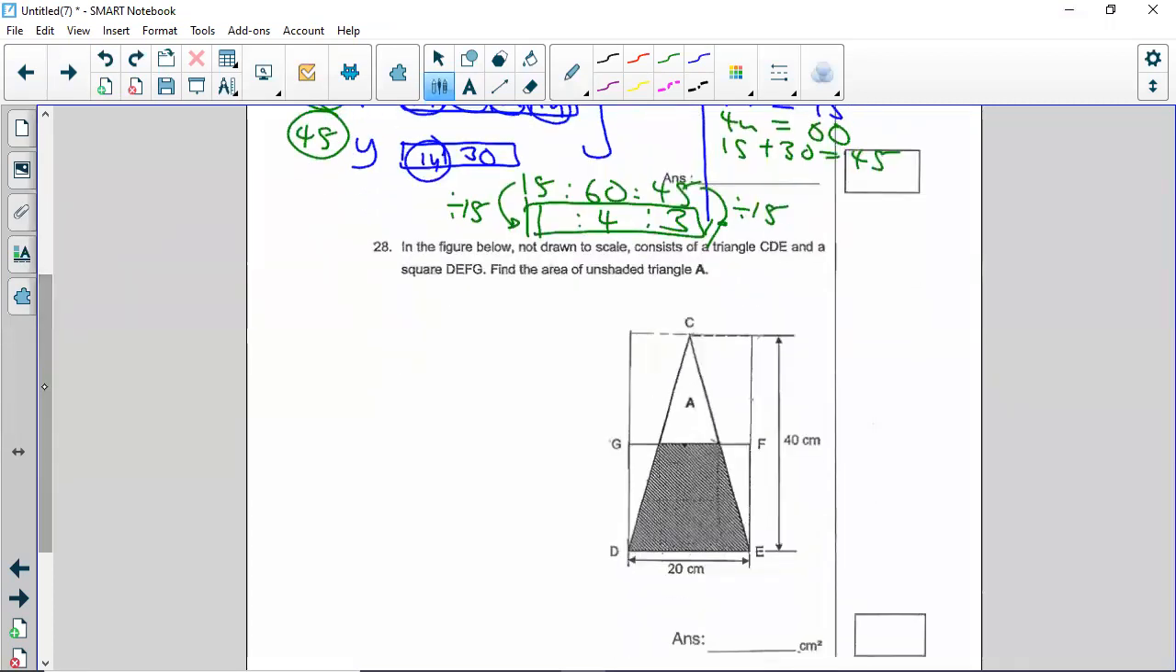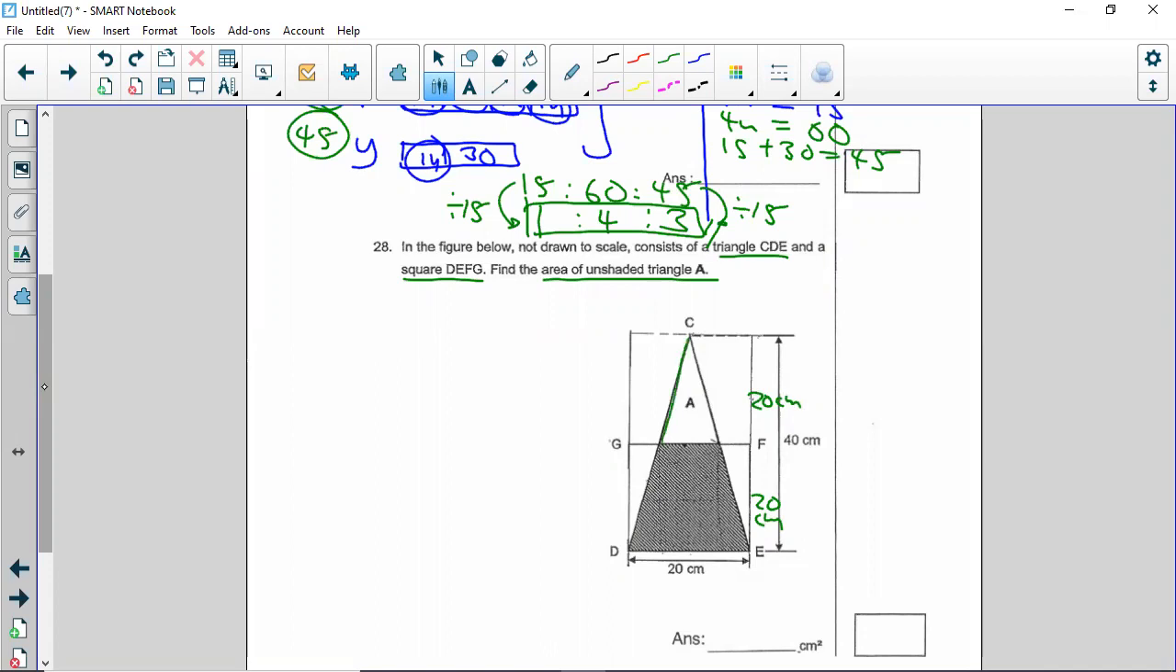Now, you are supposed to find the unshaded triangle. So how do you find the unshaded triangle? So if you don't know how to do, underline. All right, the figure not drawn to scale consists of triangle CDE and a square. Find the area of the unshaded triangle A. Now your picture cannot be very clean. If I see your picture and your picture has nothing written on it, then I think you have a hard time trying to solve. So you should be doing something like this, square. All sides are equal. So which means that the height of the unshaded triangle must be 20. Because 40 minus 20 gives you 20. Am I correct?